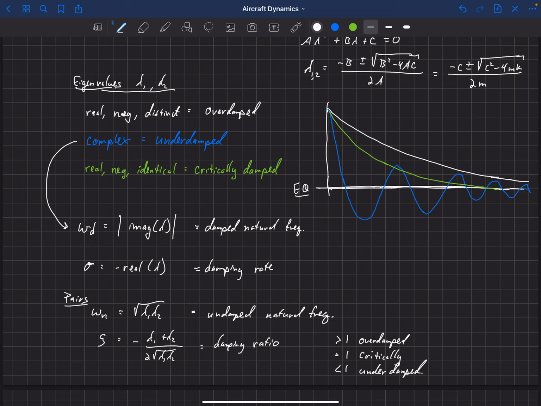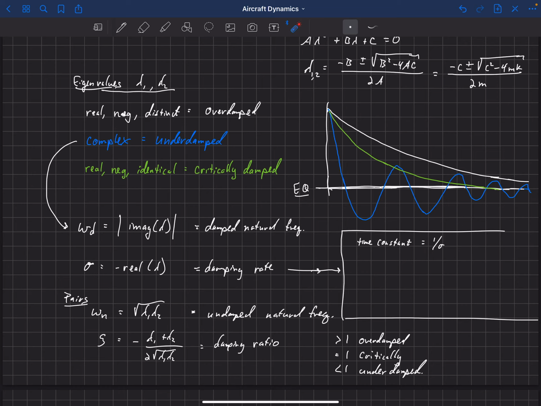Okay, a couple more things that I want to point out are things that we can learn from this sigma right here. So I'm just going to put this in this box here. From sigma, we can learn a few things. One of those is what's called a time constant, and that's just 1 over sigma. That's the time it takes to reduce the amplitude by about 63%. I think the actual number is 62.8, somewhere around there. But basically, the time it takes to reduce this amplitude by about 63%.